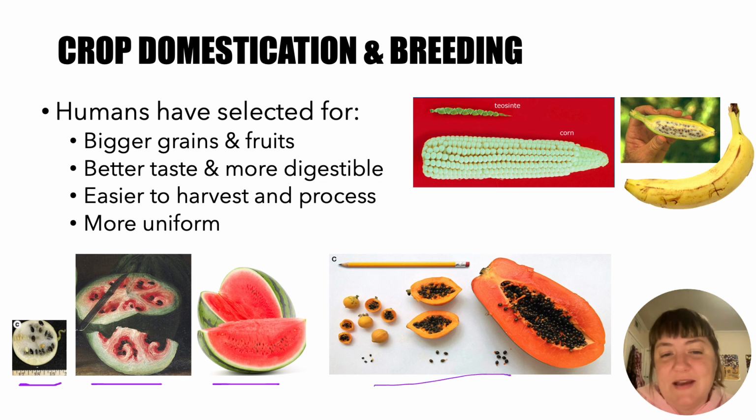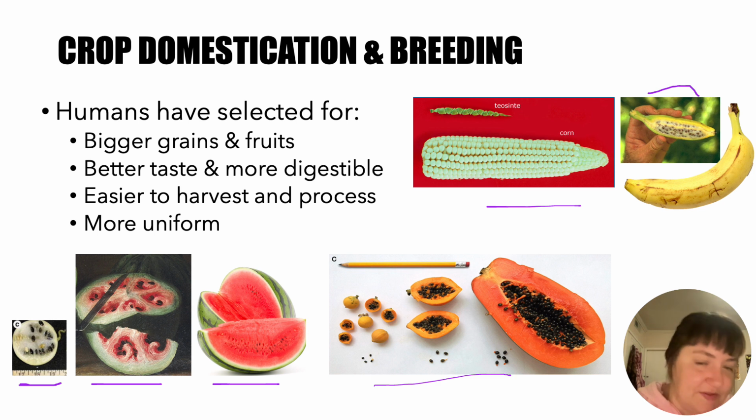Here you have a papaya, similar story, bigger, with a higher fruit or flesh to seed ratio, which is nice. You got teosinte and corn, and then this is a wild banana. It's also full of seeds. And then you have our modern banana here, which is seedless and a lot bigger.